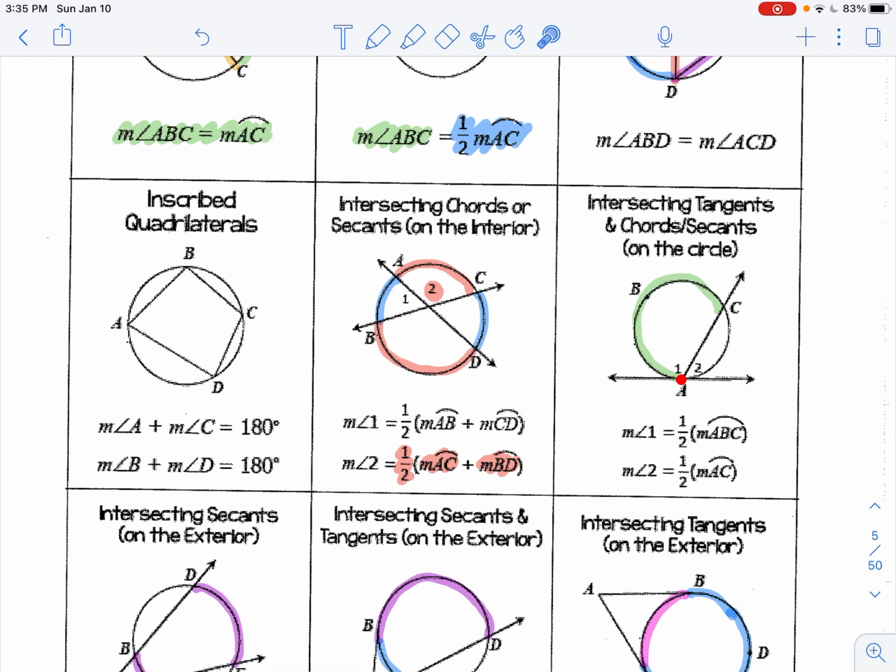Intersecting tangents and chords on the circle. So this time their intersection is on the circumference. Angle 1 is equal to half of this arc. That's what this first statement is saying. If I take a look at the other one, the measure of angle 2, that's this angle here, is equal to half the measure of this arc, AC.